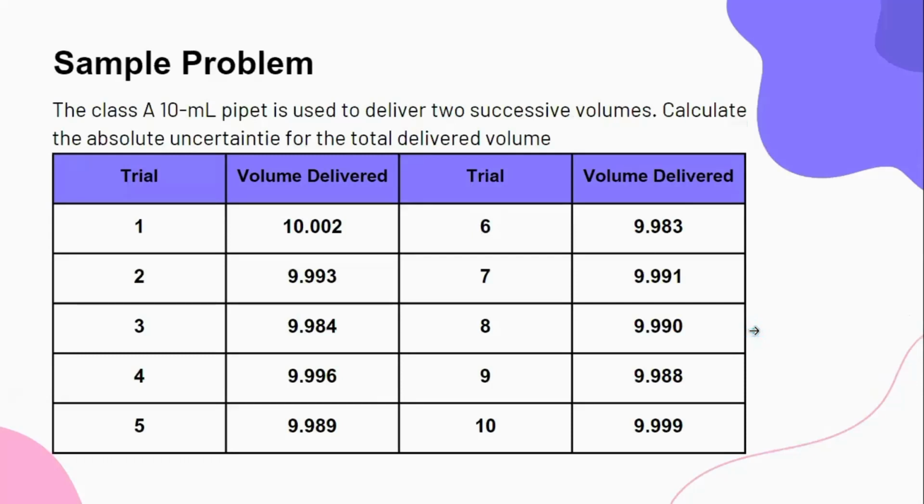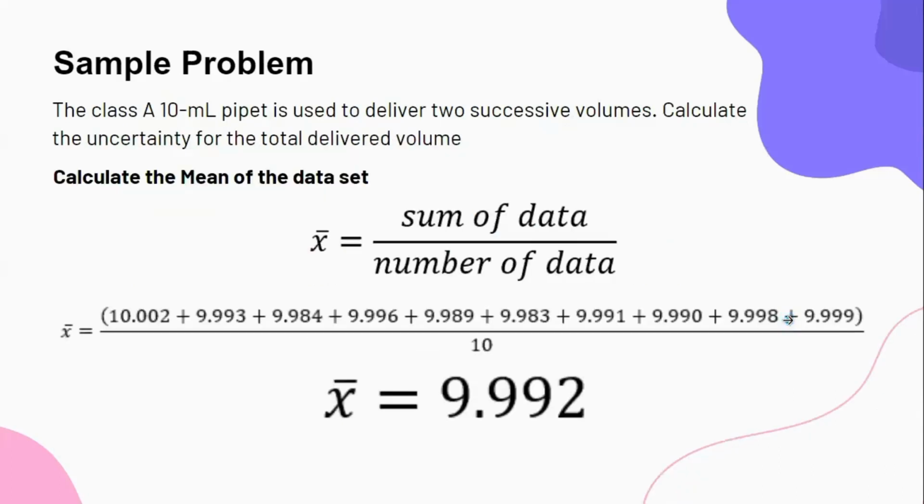The Class A 10 milliliter pipette is used to deliver two successive volumes. Calculate the absolute uncertainty for the total delivered volume. We can see that we have the table of data for the volume delivered by the Class A 10 milliliter pipette. Since we are asked to calculate the absolute uncertainty of the total delivered volume, we must first get the mean from the given data. Using the data, the sum of all data over the number of trials is equal to 9.992 milliliters. So this is now the mean of the data given.